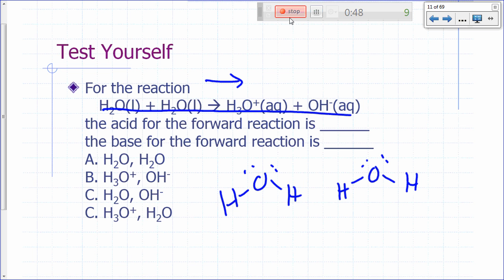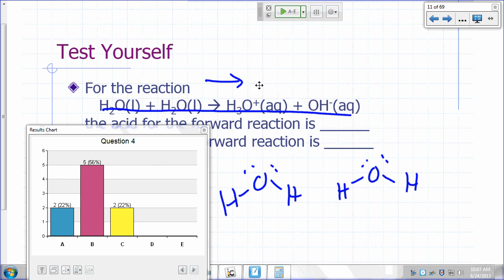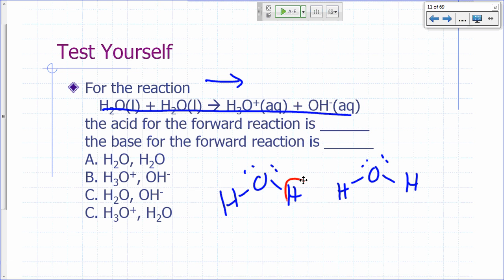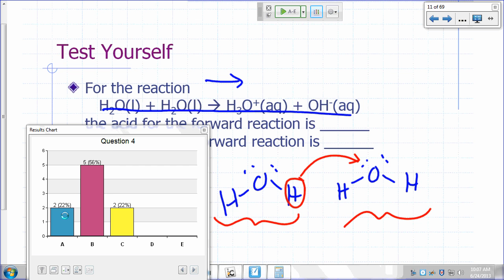So what happened here? A proton transfers from here to here, right? So what's the acid? The acid is where the proton came from. The donor, what's the donor? H2O. What's the acceptor? Also H2O. So the acid is H2O, the base is H2O. So the correct answer is A.